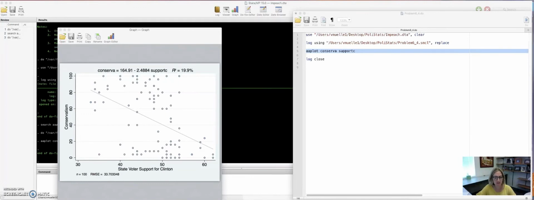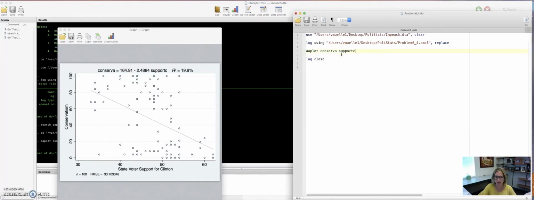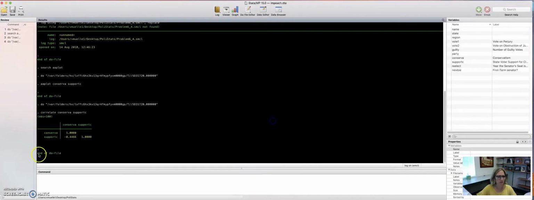So Part B asks us for the correlation between conservatism and state voter support for Clinton. Well, we could go ahead and compute the correlation ourselves. That would be the easy thing to do. So let's go ahead and do that just to refresh our memory. By the way, you could also use the pwcorr command. And you can see here that the correlation coefficient is negative 0.447.